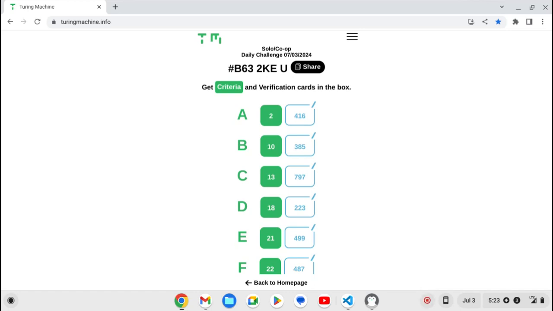Let's begin. Today's June 3rd, 2024, and we're solving the Daily Turing Machine Puzzle. Today's puzzle uses the following 6 criteria cards: criteria card 2, 10, 13, 18, 21, and 22, and the puzzle uses the blue verification cards. The code above is your ticket to getting more information on today's puzzle by searching the code on turingmachine.info. Let's go solve.